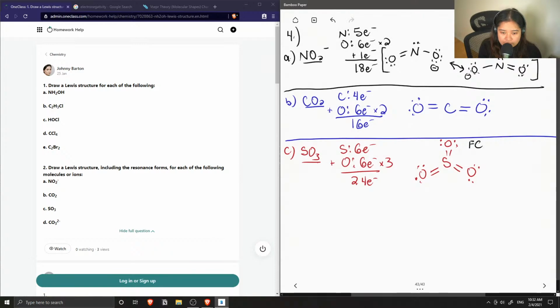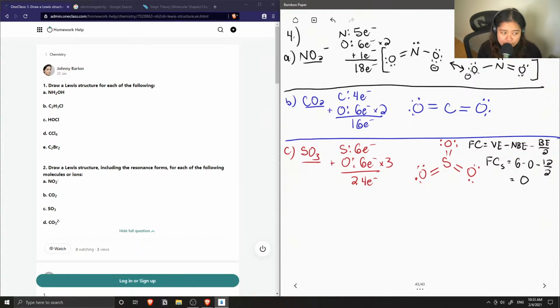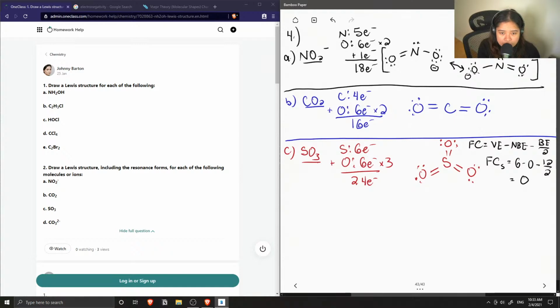Formal charge is equal to the number of valence electrons minus the number of non-bonding electrons minus the number of bonding electrons divided by 2. So for sulfur, there are 6 valence electrons, 0 non-bonding electrons, and we have 6 bonds, so we have 12 bonding electrons in total divided by 2. You can see that it is still neutral. So this is the correct Lewis structure for SO3. And we don't have any more resonance structures because, again, all of the oxygens just have a double bond.